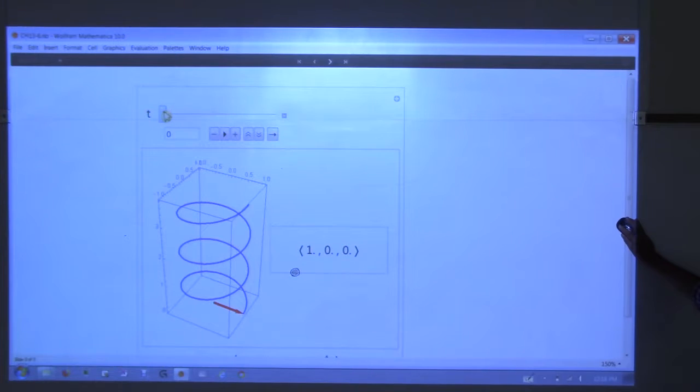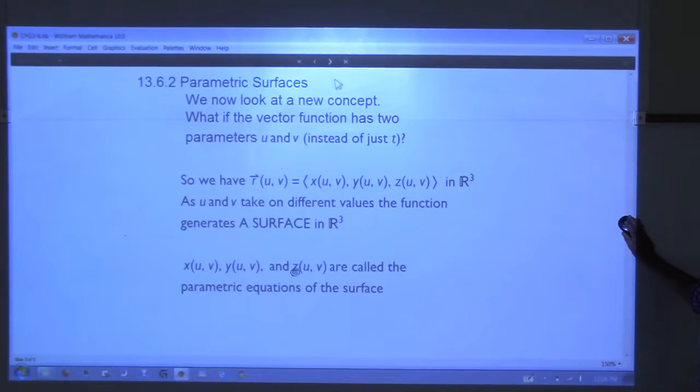And we could do it in three-dimensional space? Okay, those were taken straight from the notes from 10.7. All right, this new concept.